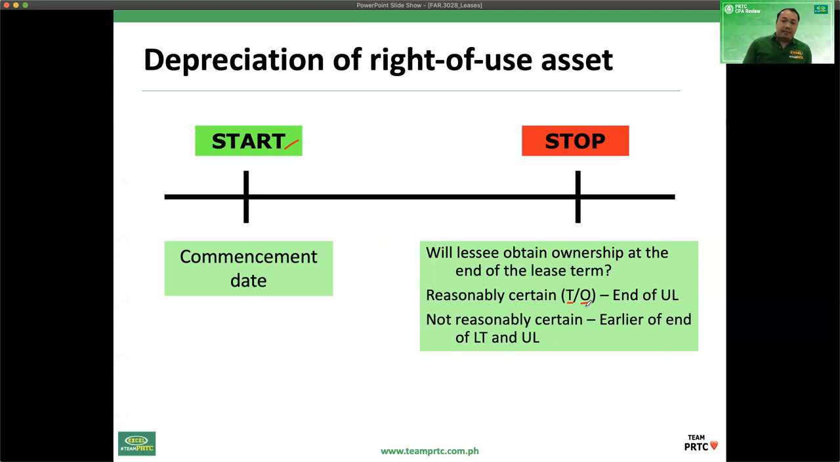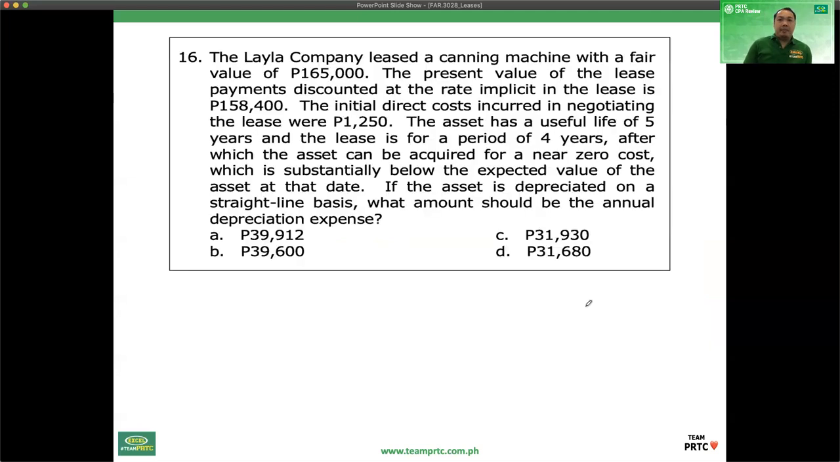So to illustrate, number 16, the requirement, annual depreciation. Okay, so the entity leased a machine with a fair value of 165,000. Ignore yan. Dati relevant yan, kasi kino-compare yung fair value of the asset and present value of MLP. So ngayon, anong requirement? Cost. At anong kasama sa cost?